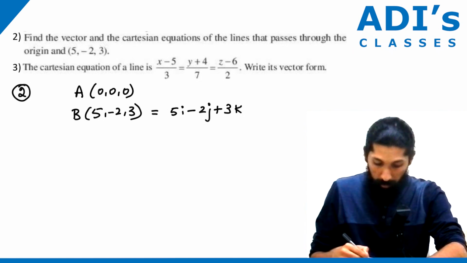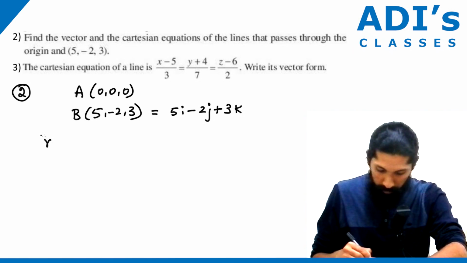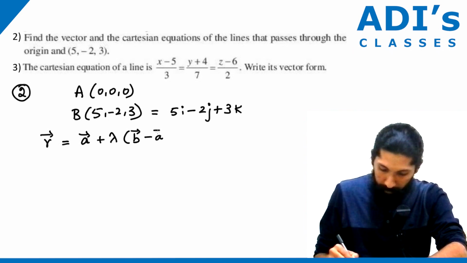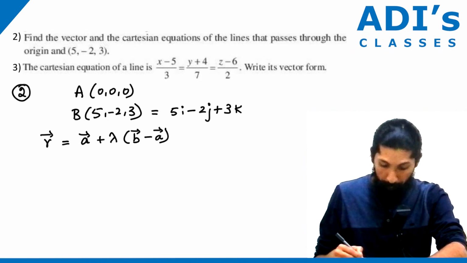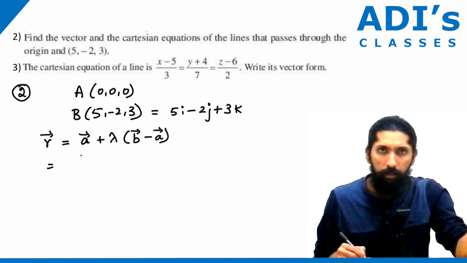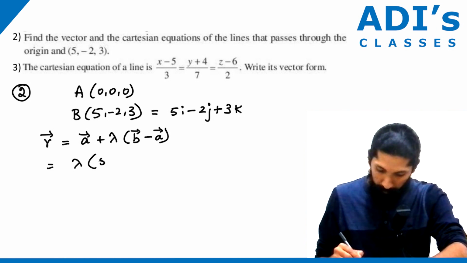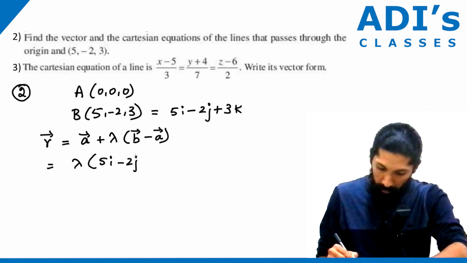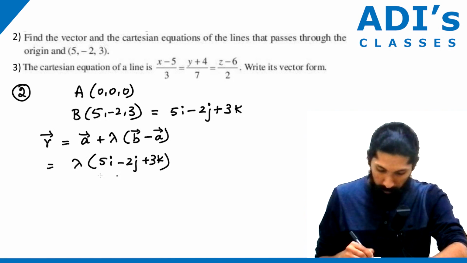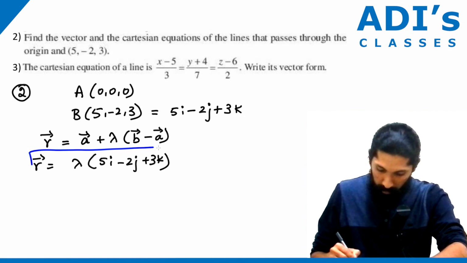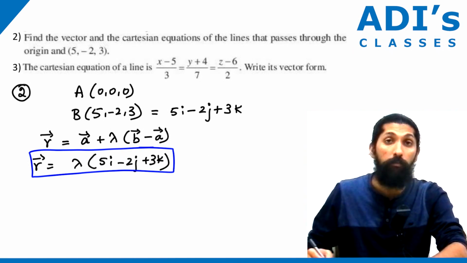Correct? Now what is the vector form? Vector form is r is equal to vector a plus lambda into b minus a. Correct? This is the formula. Now if you apply this one, vector a is (0, 0, 0), so no point in writing it. Plus lambda into 5i minus 2j plus 3k. That's all. This is vector r. So this is going to be the answer for the vector form. Now we'll do the Cartesian form.